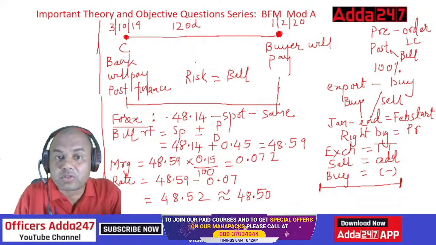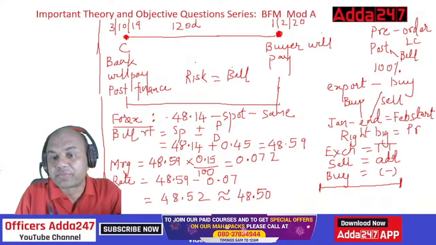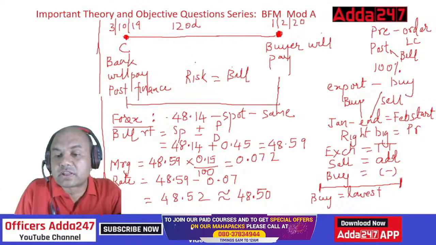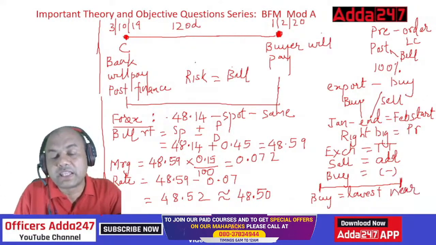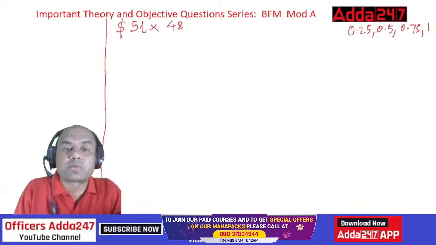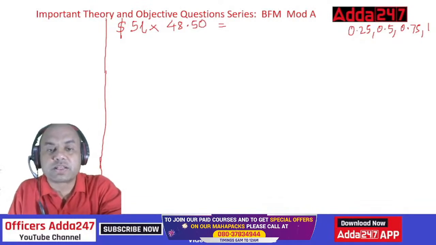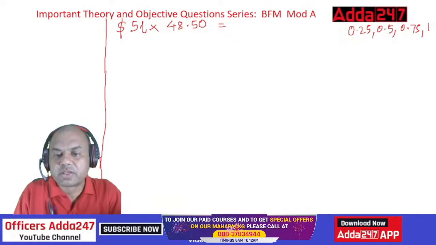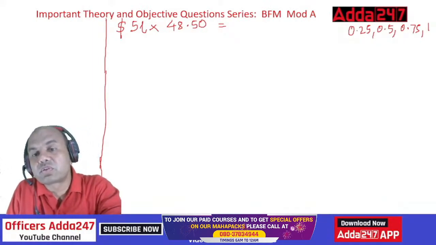50 is more near, but always remember, whenever you are buying any transaction, buying should always be done through the lowest part. Buy equals lowest near. And selling I will be rounding off to highest near. Okay. So here I'll round it off to 48.50. So now multiply this, get the answer. 5 lakhs into 48.50. 5 lakhs means 5 zeros, 1, 2, 3, 4, 5, into 48.50. So it is 24, 25 and 4 zeros.